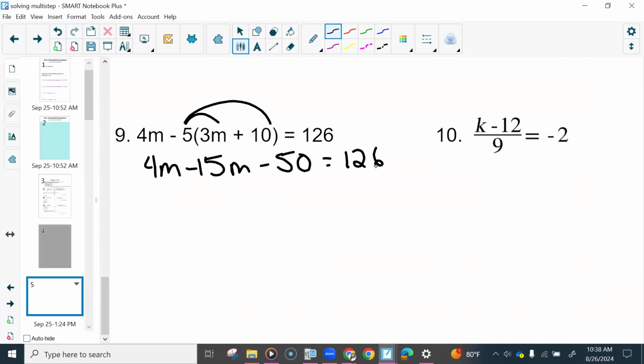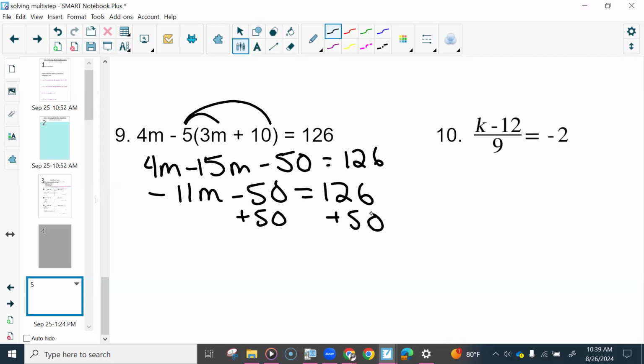These two are the same, so do exactly what it says. 4 minus 15 to get negative 11. Make sure you're keeping the variables. When you lose the variables, you kind of mess things up. And then from here, get rid of the 50 by adding it to both sides. And then the very last step would be to get m by itself by dividing both sides by negative 11.